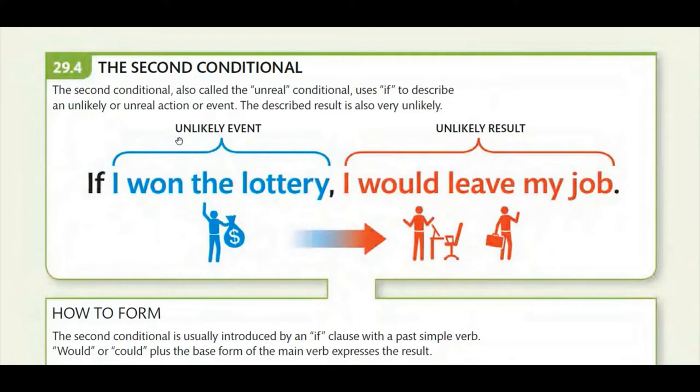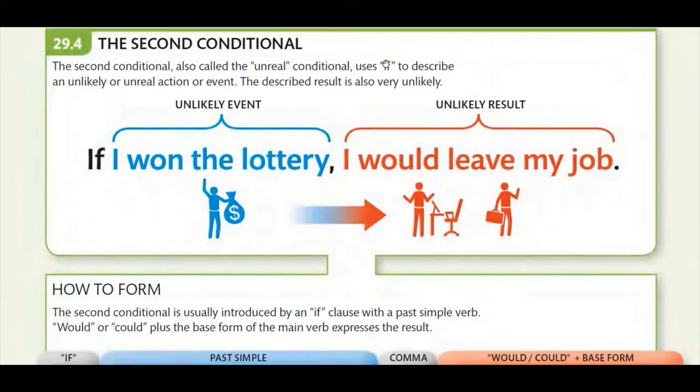So here the event is an unlikely event and the result is also an unlikely result. So we can say that this is an imaginary situation.